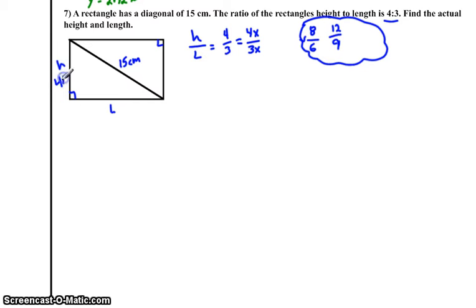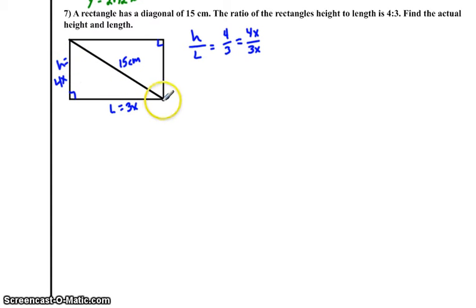So we'll call this 4x, and we'll call the length 3x. Now the reason this is so useful is because now we've got three sides of a right triangle. The hypotenuse here is 15, the length is 3x, and the height is 4x. We can use the Pythagorean theorem to write an equation here. 4x, the whole thing squared, plus 3x, that whole side squared, equals the hypotenuse squared, 15 squared.